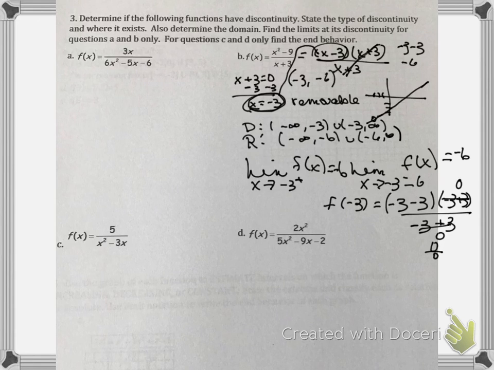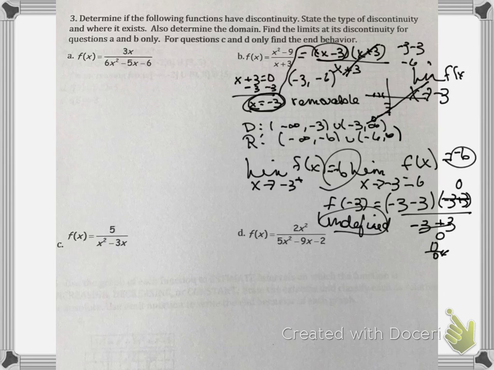And over 0. You can't have 0 on the bottom. That is an undefined entity. So these three things are not equaling the same thing. So the limit as x approaches -3 of f of x does not exist.